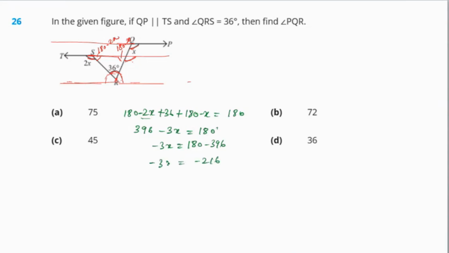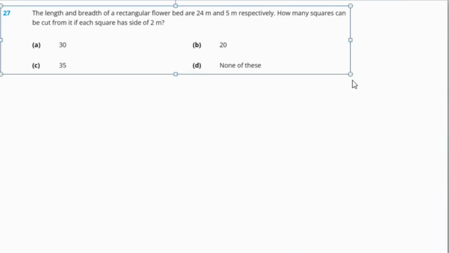And here we have minus 3x, so the minus signs cancel out. The value of x will be 216 divided by 3. That gives us 72 degrees. So the value of x is what? Option B, 72 degrees. Now the next question.